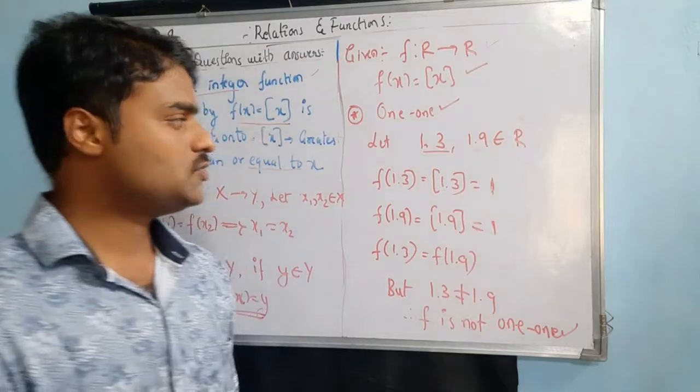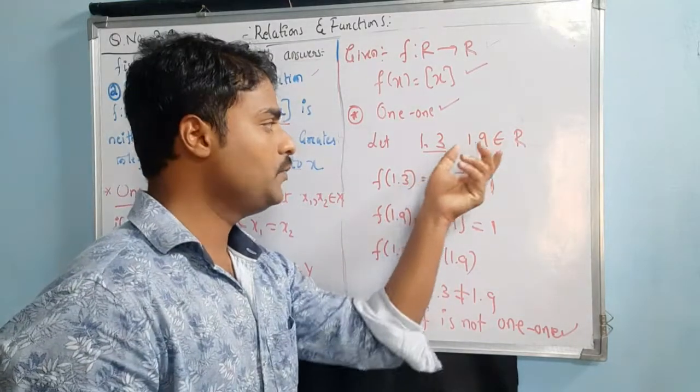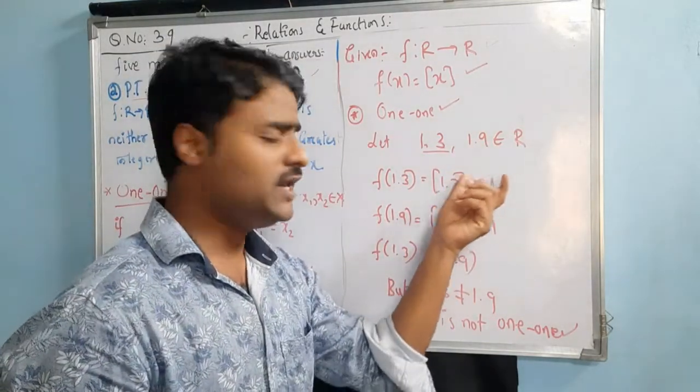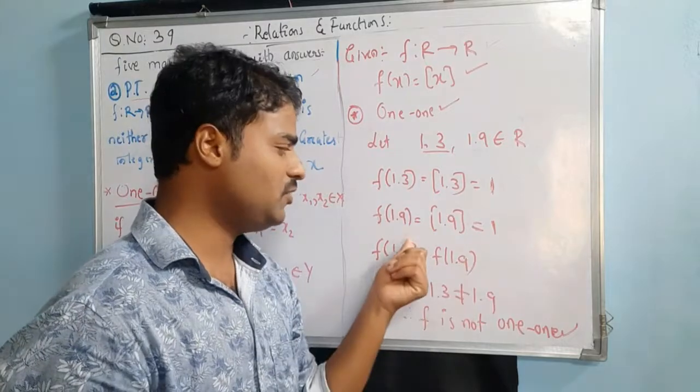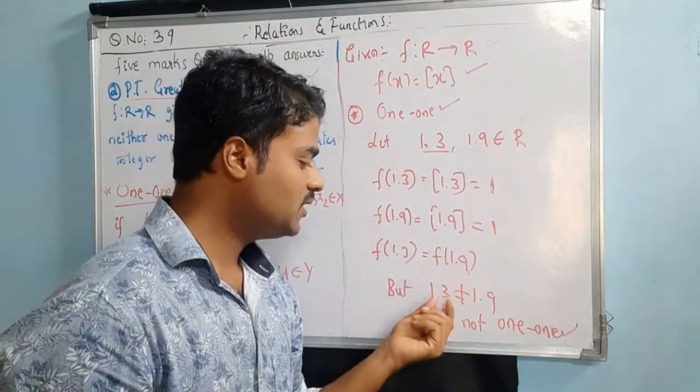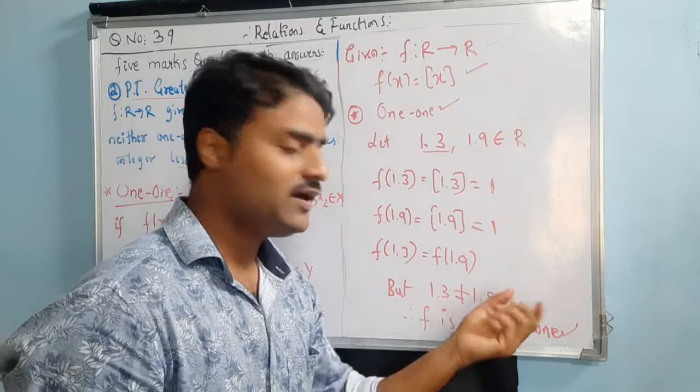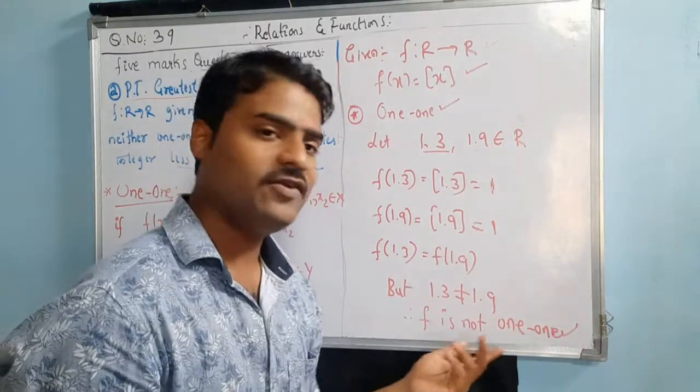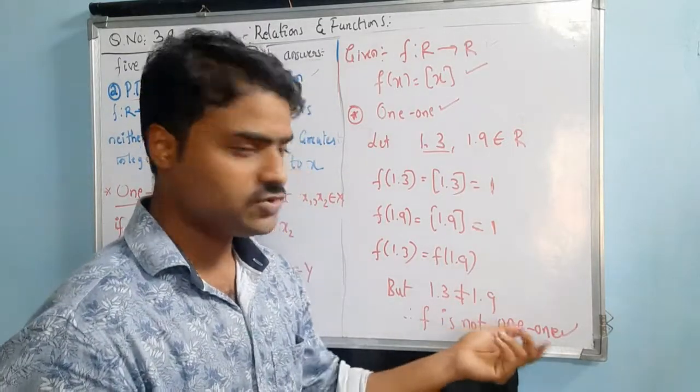Got it? So I am choosing two numbers, and functionally they are equal. f of 1.3 and f of 1.9 are equal, but the elements 1.3 and 1.9 are not equal. So this means that f is not 1-1.